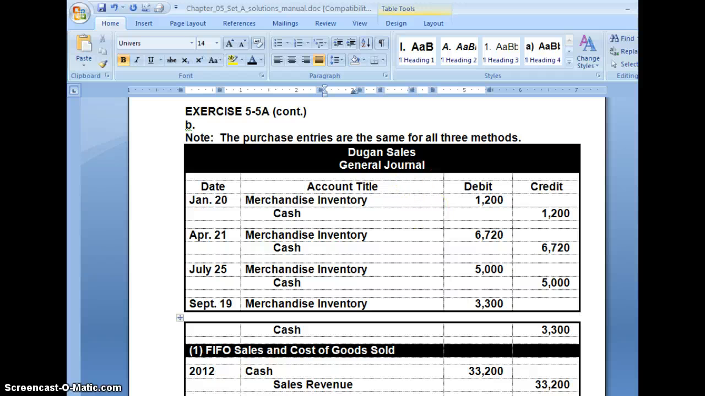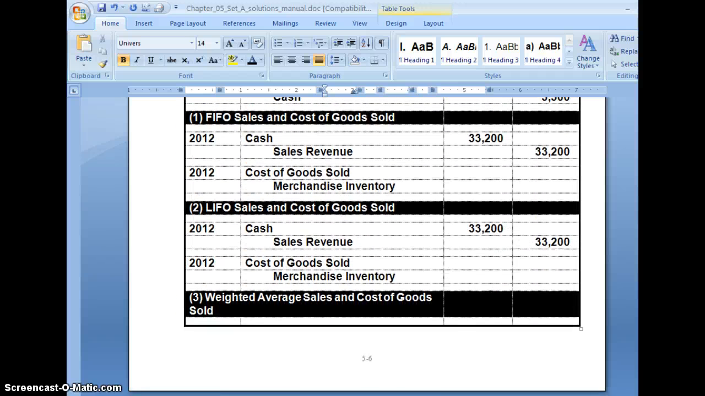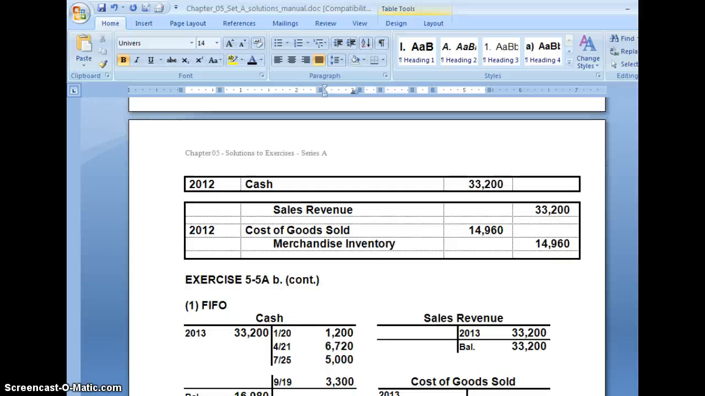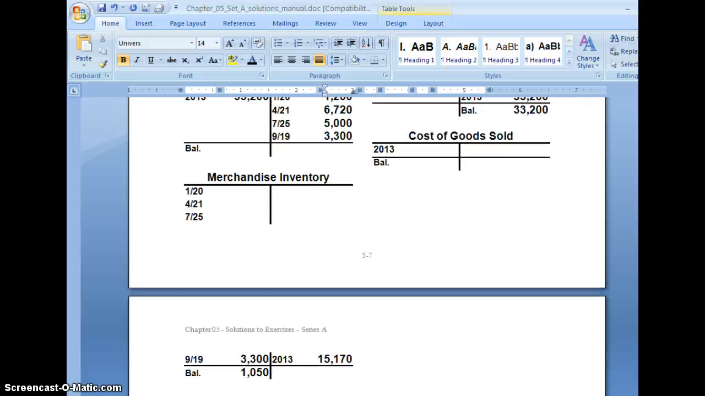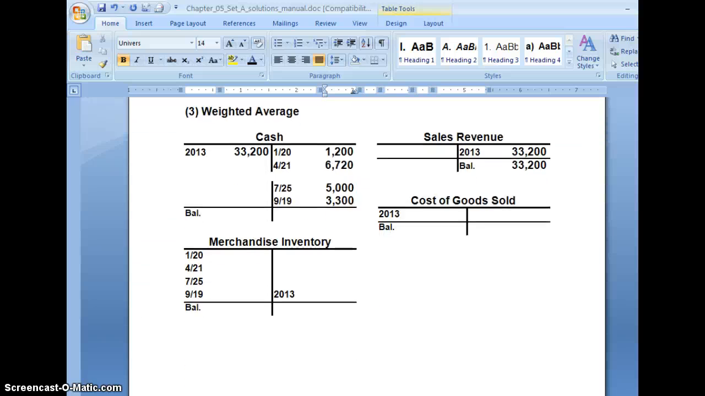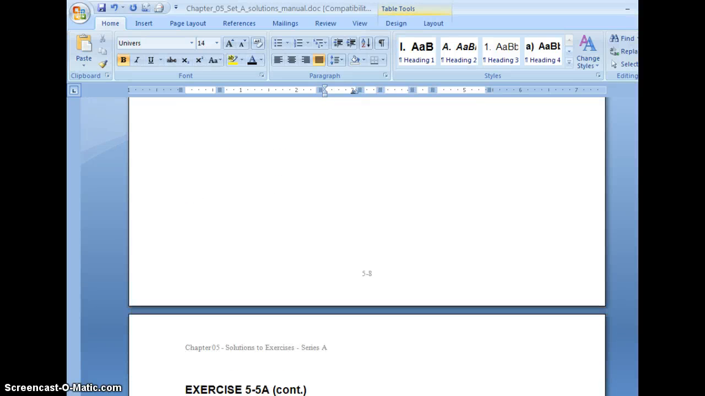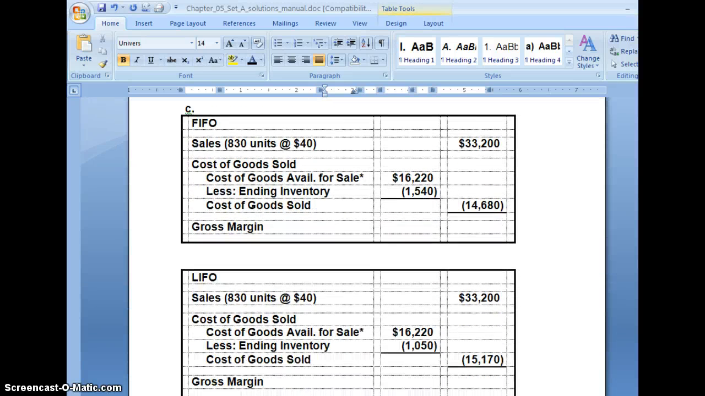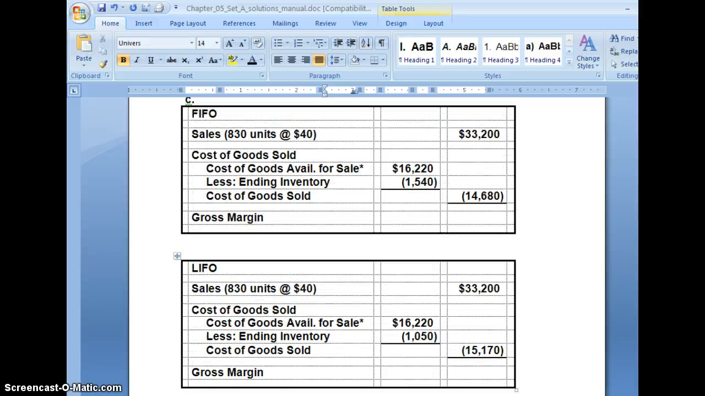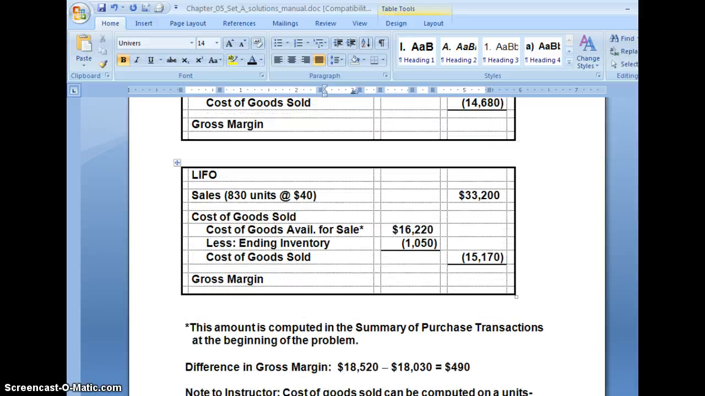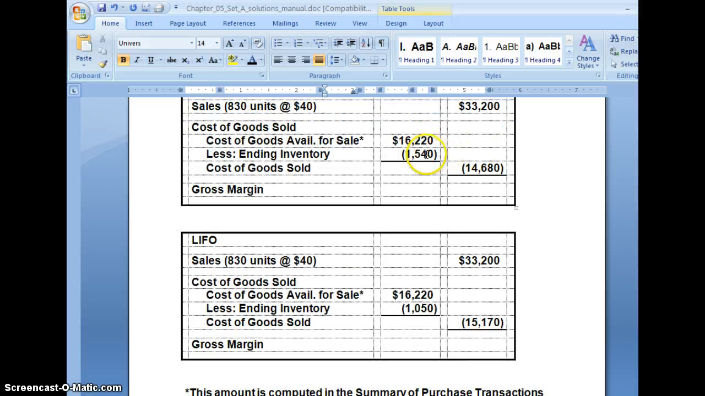General journal right here under FIFO and LIFO. And now we're going to look at what it looks like in an income statement form. Here it is. Under LIFO method, 830 units at $40, $33,200, the same as under the FIFO method. Cost of goods sold, $16,220, just like the FIFO method.